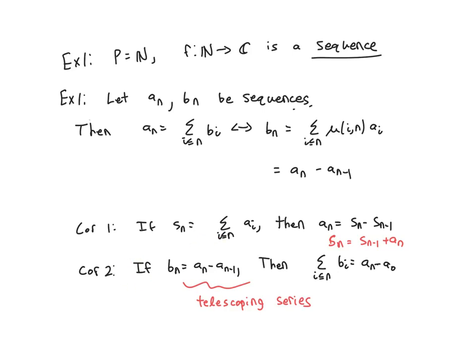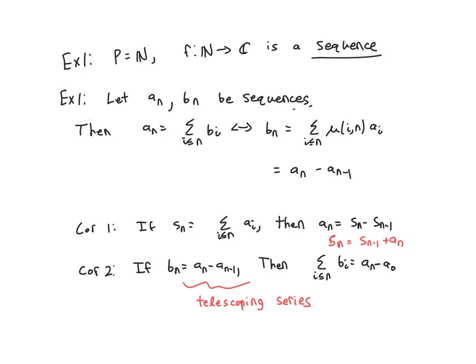Corollary 2 also pops up in Calc 2. It's the opposite direction. Suppose you have b_n is equal to a_n minus a_(n-1). Then the summation of these has to be a_n. Although more accurately, it turns out it's a_n minus a_0 if you actually do the calculations correctly.